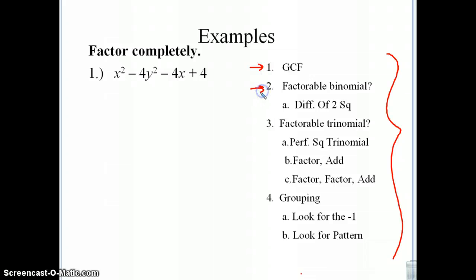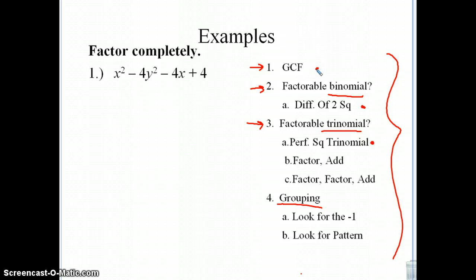So I move on to see if I have a binomial, which I do not. And then I continue down to see if I have a trinomial, and I do not. So now I'm down to the grouping method. So when I'm looking for a grouping method, I'm going to be looking for hopefully something that I can turn into a perfect square trinomial, or possibly a difference of 2 squares, or lastly a GCF.